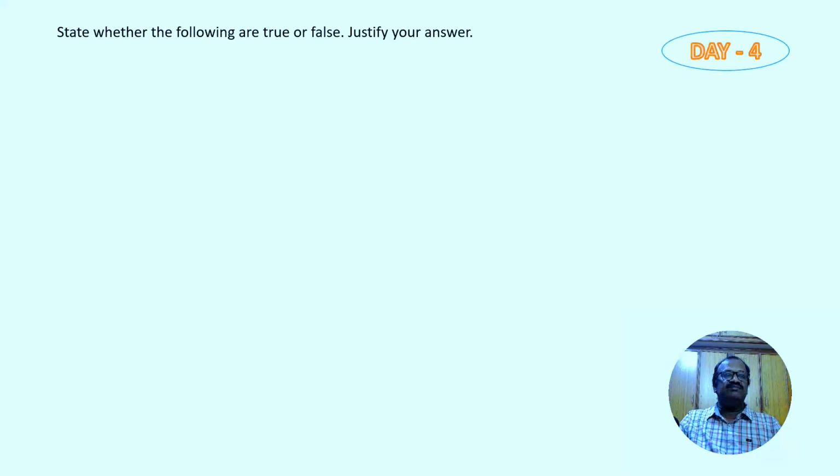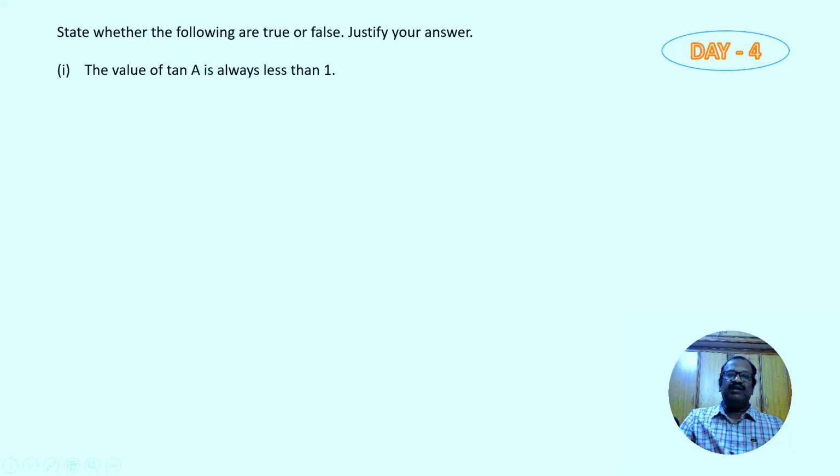Here the question is, state whether the following are true or false. Justify your answer. My first question is, what is given in the first test? The value of tan A is always less than 1. Actually, tan value means opposite to A by adjacent to A. Sometimes it may be greater than 1, sometimes it may be less than 1, because the opposite and adjacent are not the same. There is no particular relation between them. One may be greater, one may be smaller.